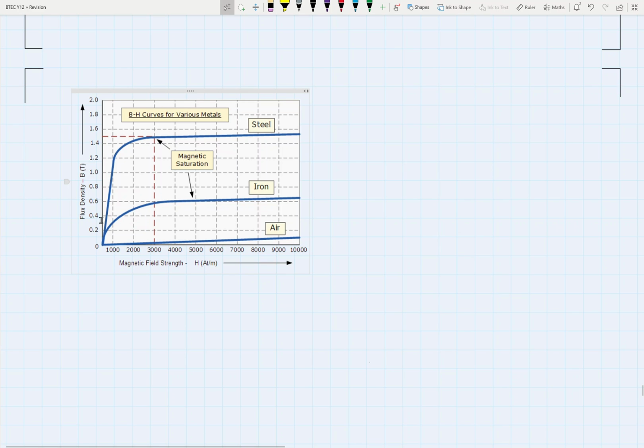So if we take this one here, if we've got a flux density of 0.3 of a Tesla there, then that's approximately going to be 1,000 amps per meter magnetic field strength. Okay, and that's all. I think we can probably move on from the graph itself.